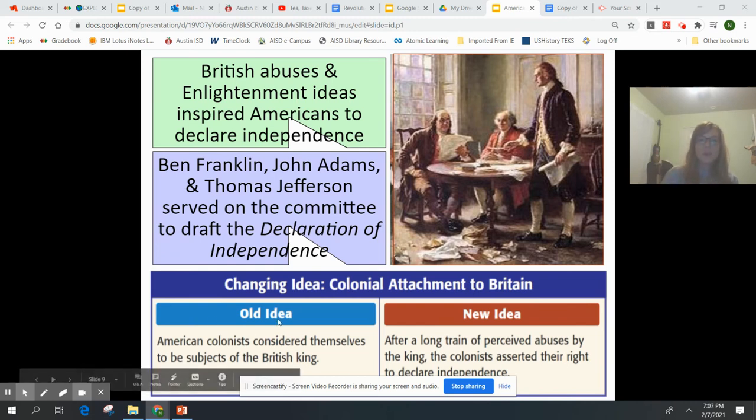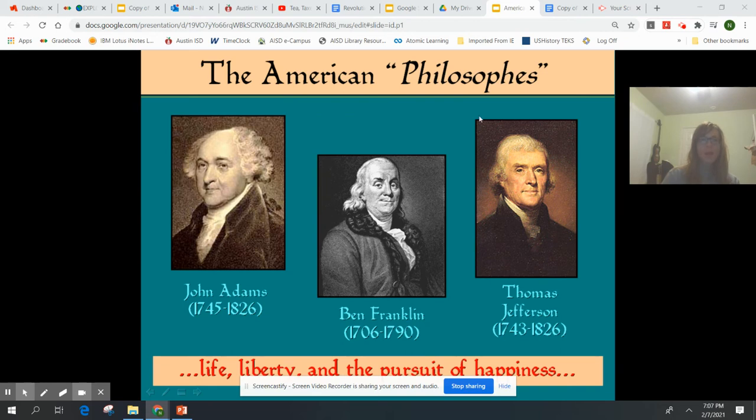They are no longer saying that they are subjects of the British king, but they are saying now we are our own independent nation, our own independent people. And this is what we are going to say are our beliefs. And this is what is going to tie us together as a nation. And like I said, they're inspired by the Enlightenment philosophers. They say all men are created equal.